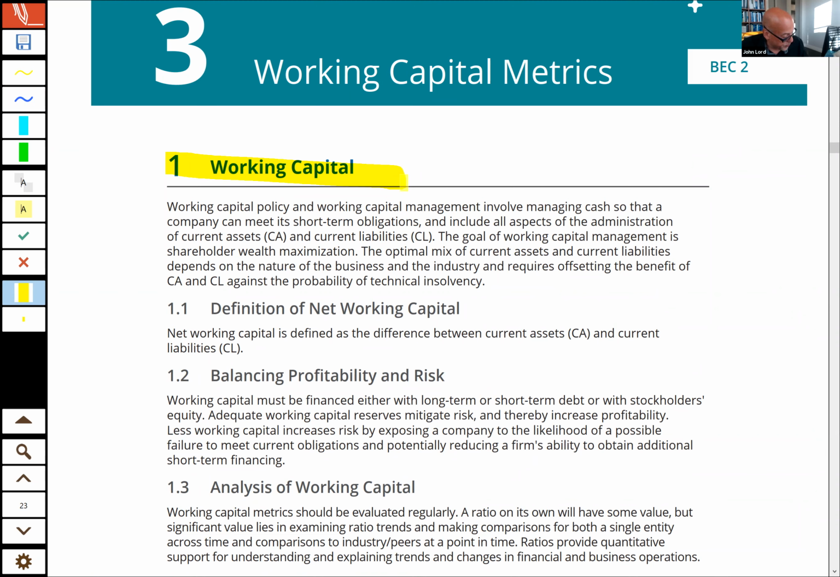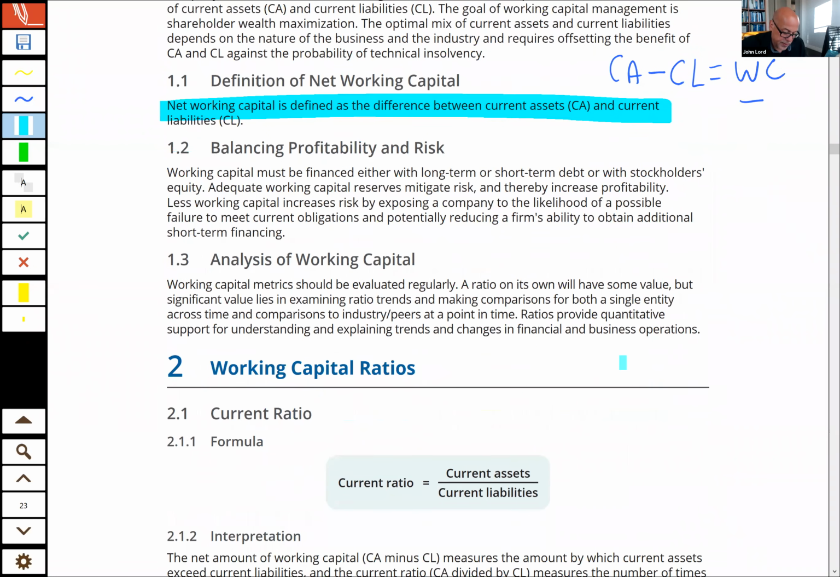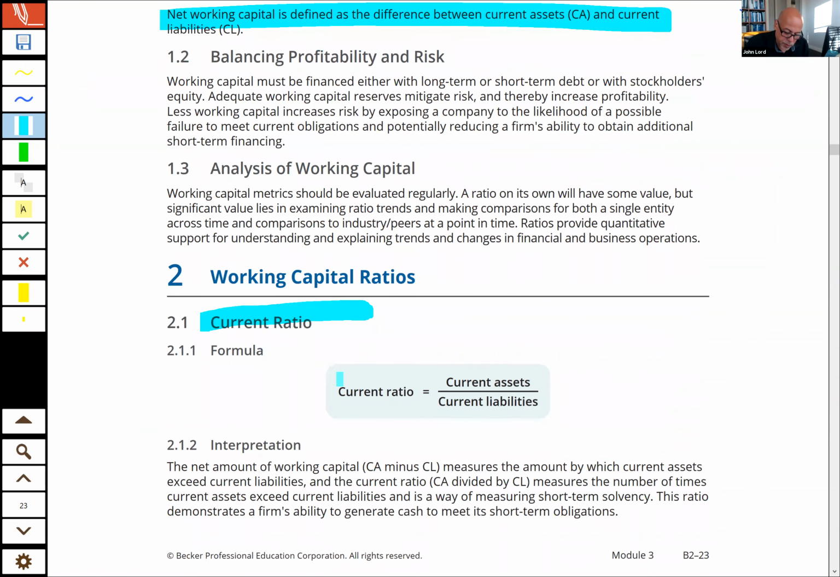Let's look at working capital. Now working capital by definition is going to be my current assets minus current liabilities, right? That's going to be my working capital. So they tell us it's the difference between my current assets and current liabilities. Now we can turn that into a ratio, and flashcard that ratio. It's probably the easiest ratio in the whole book. Current assets divided by current liabilities.